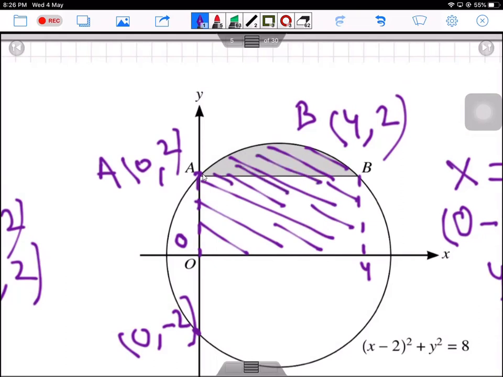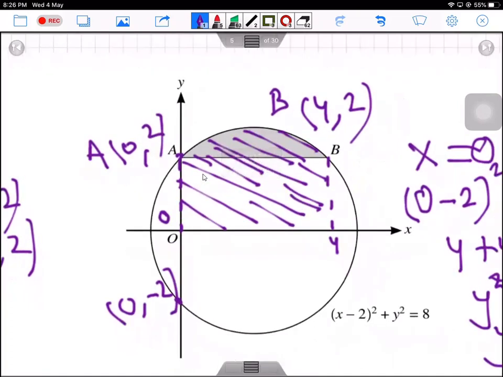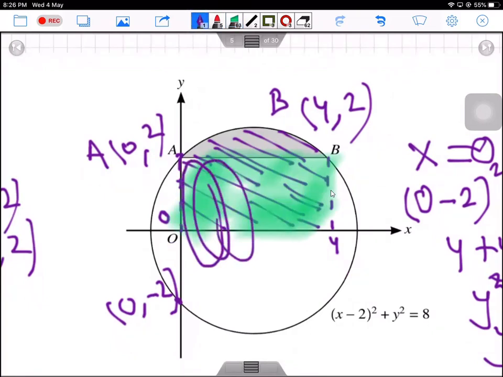generated over here. And from this shaded region, I have to subtract the volume of the cylinder, because this green shaded rectangle, when rotated through 360 degrees about the x-axis, will give you the volume of a cylinder.